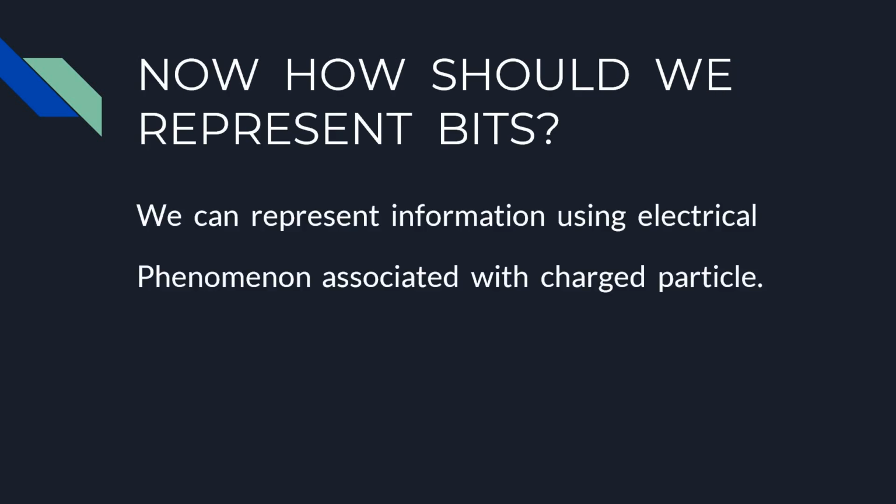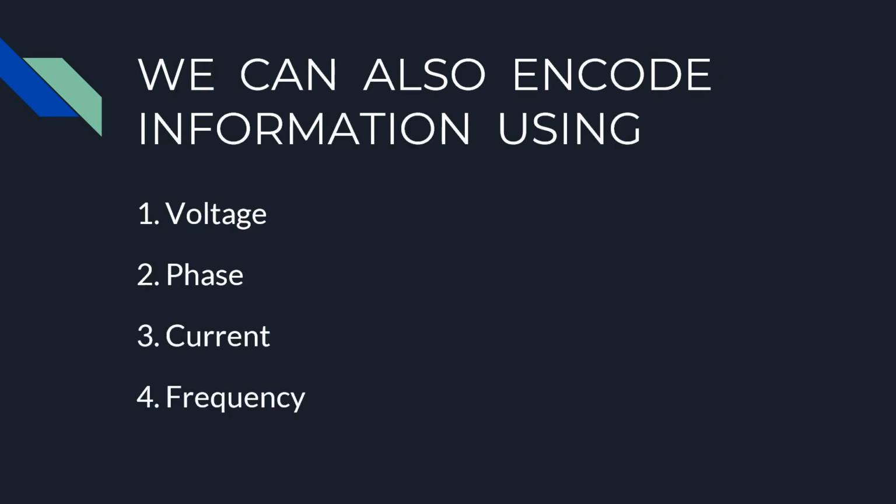Now, how should we represent bits? We can represent information using electrical phenomena associated with charged particles. The presence of charged particles creates a difference in electrical potential energy we can measure as voltage, and the flow of charged particles we can measure as currents. We can also encode information using phase and frequency of electromagnetic fields associated with charged particles. The phase and frequency form the basis for wireless communication.